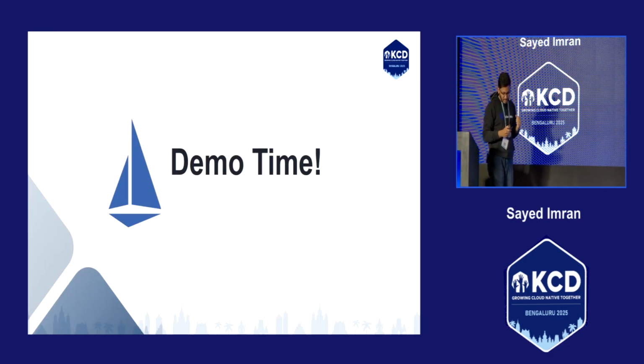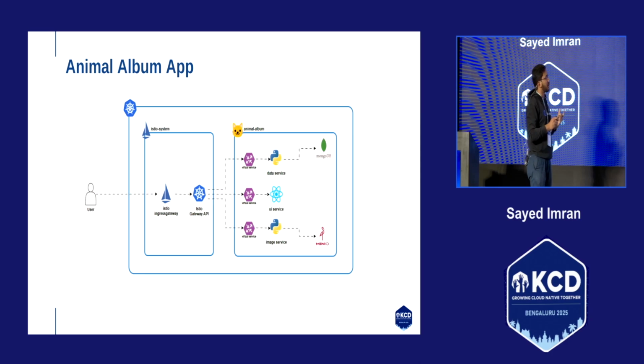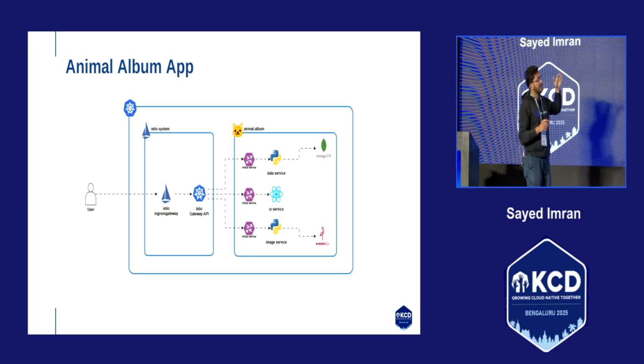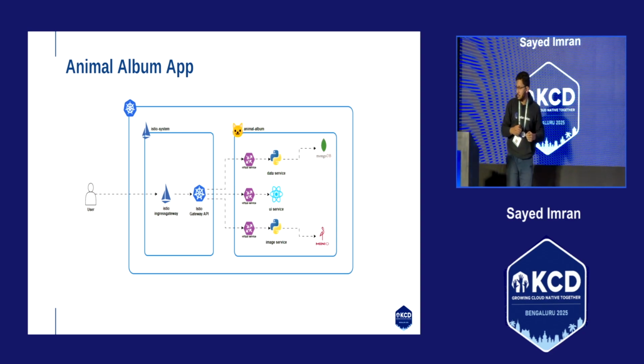So we have come to the demo time. Before jumping into that, this is the sample application that has already been deployed. I'm using the ingress gateway as an entry point for the application. It has five primary components: data service, UI service, image service, and the data is served from MongoDB, and the images are stored in Minio as an object storage, right?